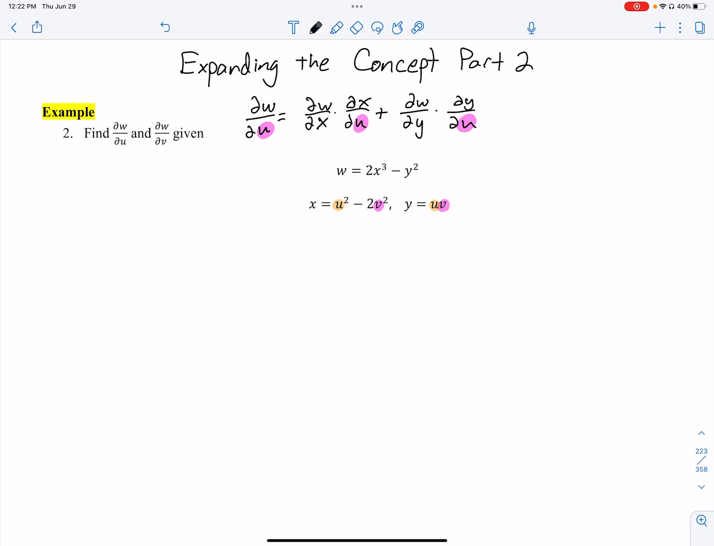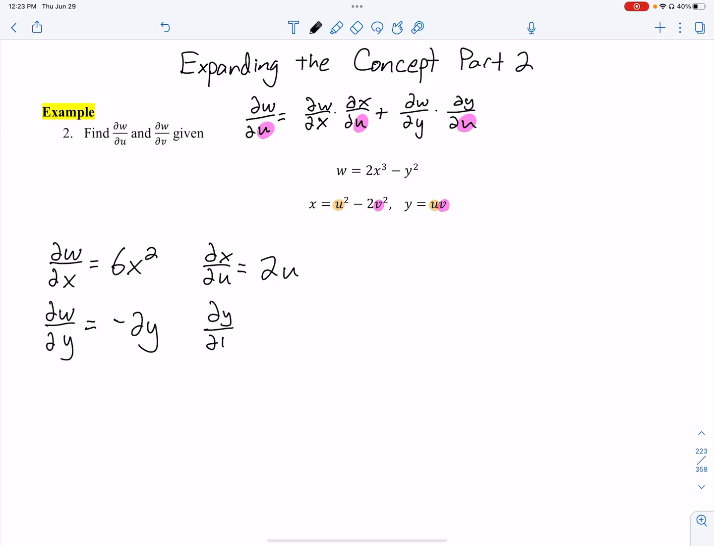All right, let's do that. Okay, so dw du, we'll go ahead and do dw dx. We get 6x squared. And then if I need another partial, dx du, that's going to be 2u. And then dw dy is negative 2y. And then dy du is going to be, if I just get rid of u, I got v. I can go ahead and find the partials for the other two, since I'm going to do both. So the partial of x with respect to v, we got negative 4v. And then y with respect to v is going to be u. Cool. Okay, so now I have the formulas for both.